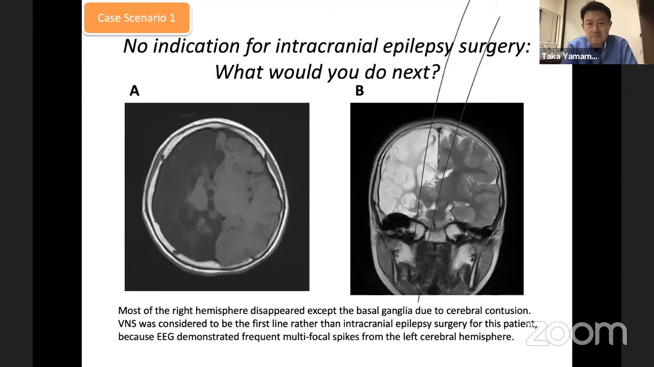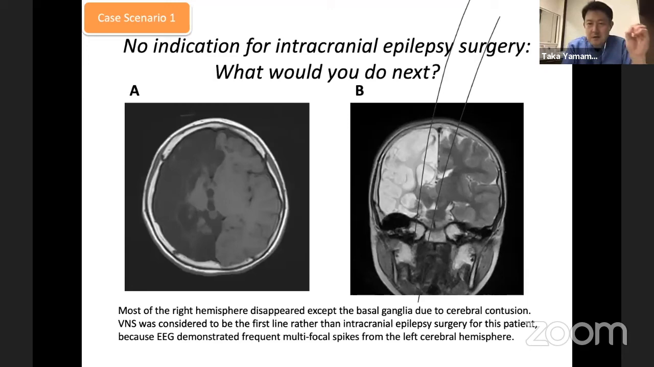Then I put in the VNS system, and it worked. She's very good now, and more than 50 to 70% of total seizure events were reduced. Unfortunately, she doesn't have language, but she can now understand some words. No response, but she can understand.